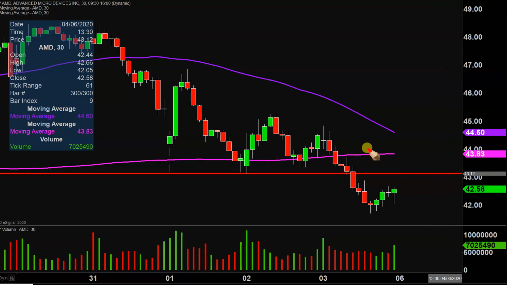If that level can be broken, then you'd want to turn your attention to that pink line there, which on my chart denotes the very well-known, very followed 200-period moving average, and that's currently valued at $43.85, we'll call it.